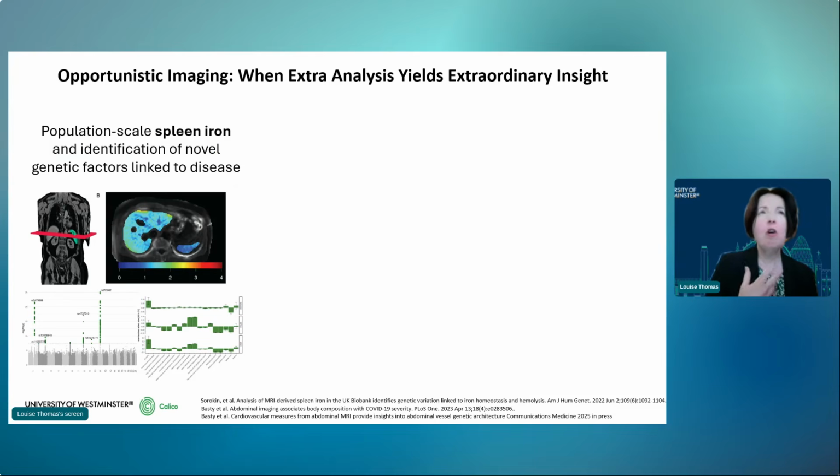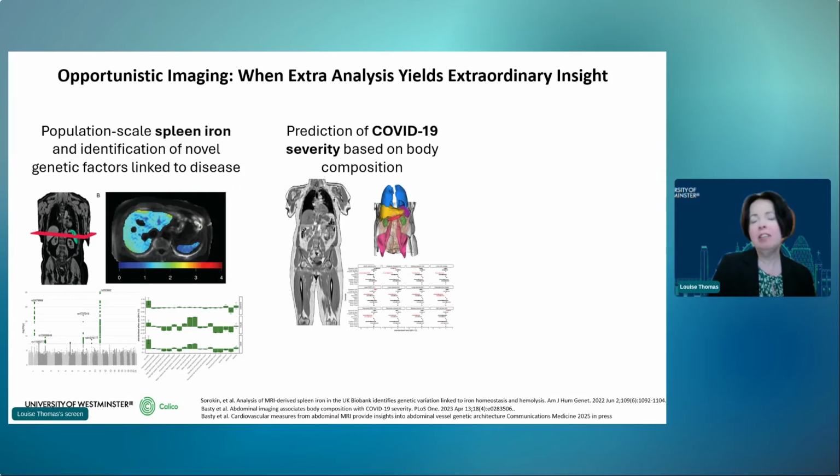We could do lots of opportunistic things. We were able to measure spleen iron in the population, something that's not typically measured in the healthy population. And the genetics of that would be able to explain why some people have a severe form of hereditary spherocytosis related to blood cell turnover, and why some people had a very mild form of disease. We could understand why different people were more likely to have a very severe form of COVID, and that related to the amount of visceral fat they had.